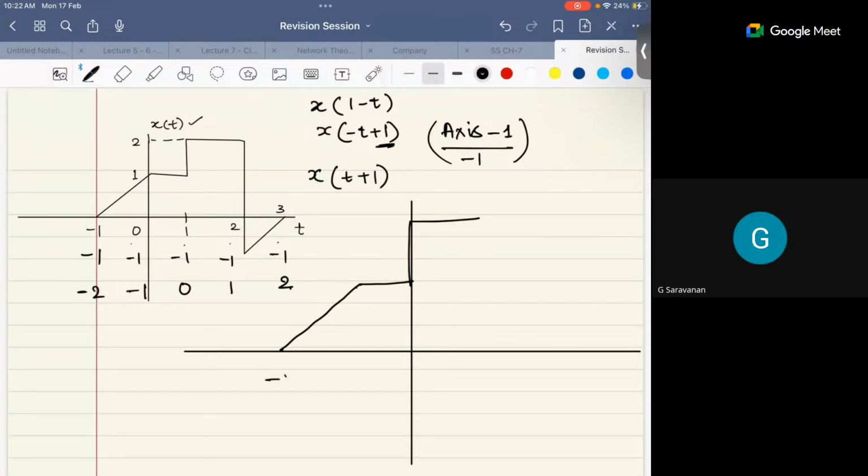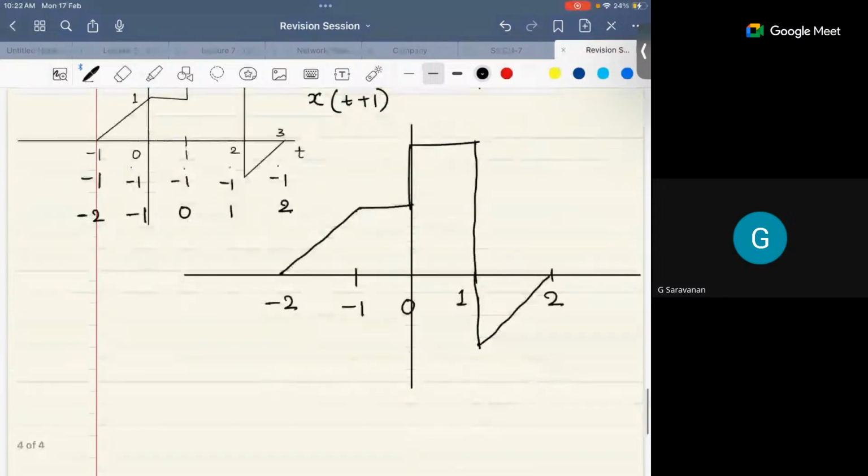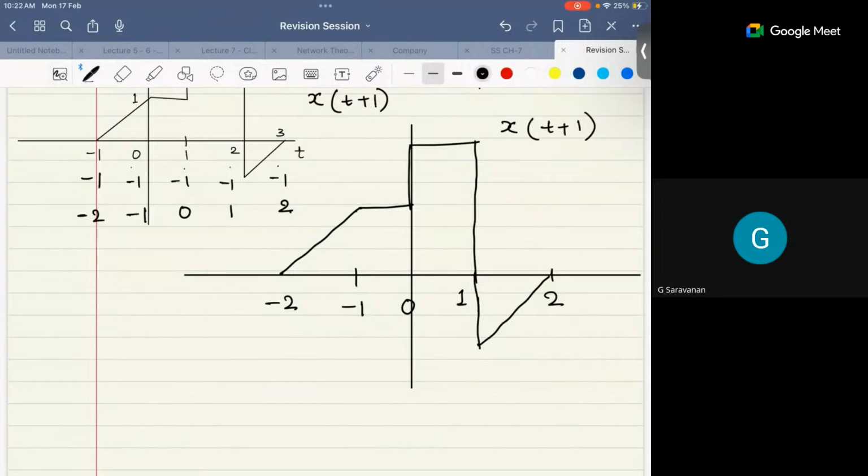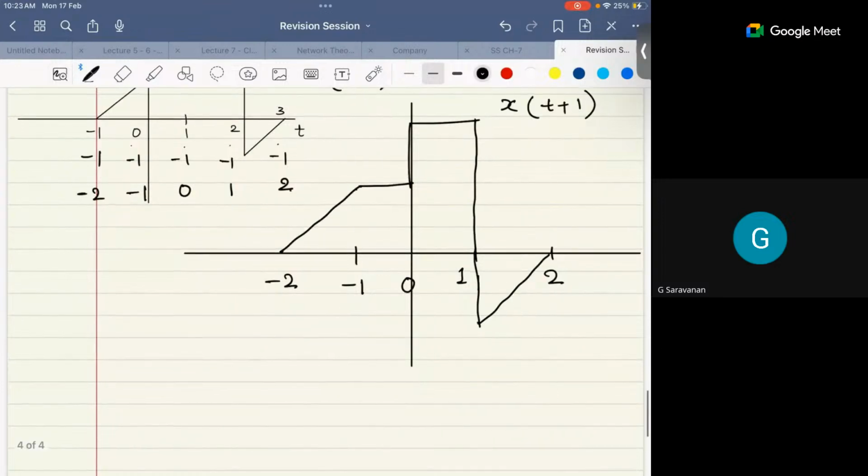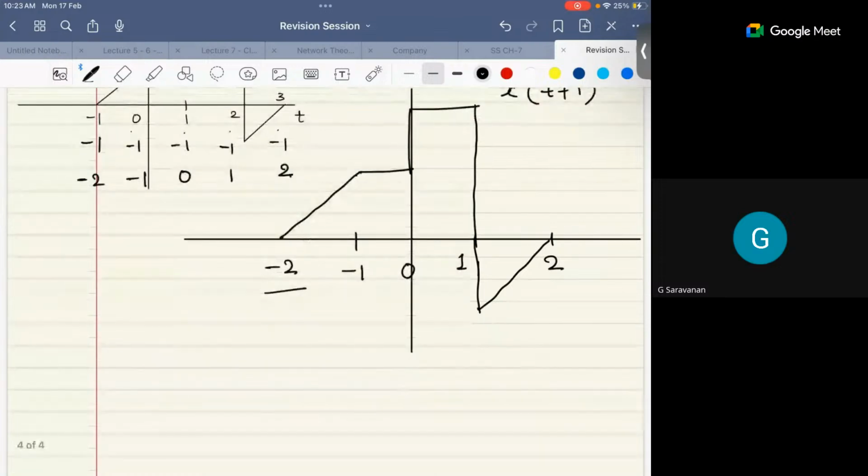So it will be minus 2, then minus 1, 0, 1, and 2. Okay, so this function is x of t plus 1. And now we just have to do the time reversal. So whatever the value that is there, you can just divide it with minus 1, and whatever the value, that will be a time reversal.